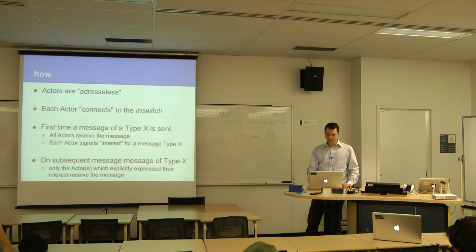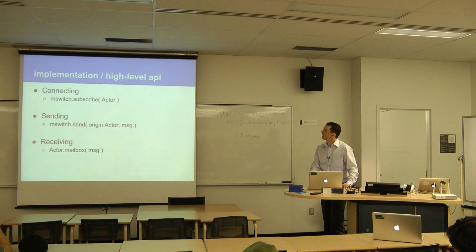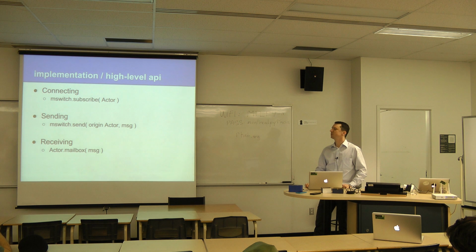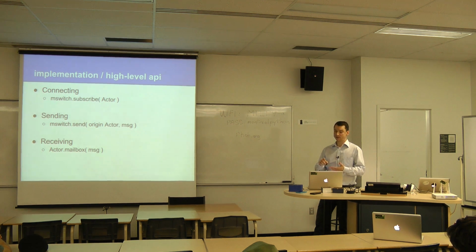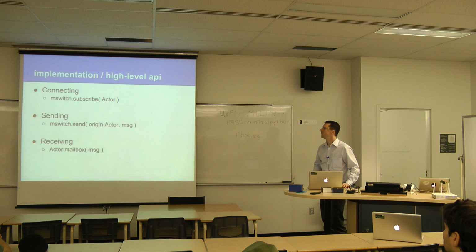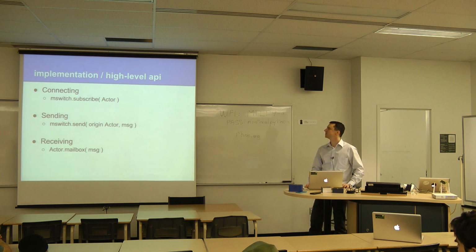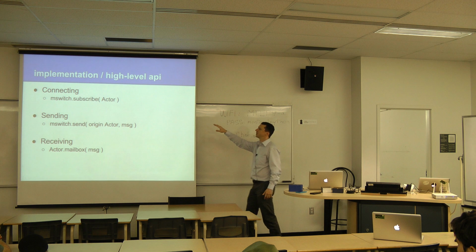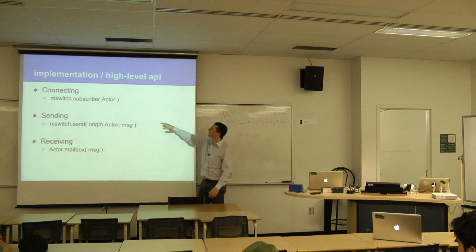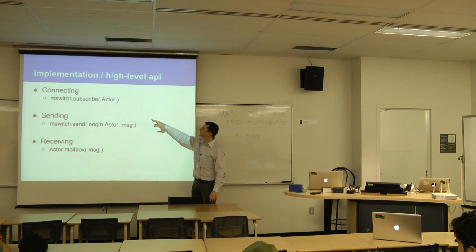So a high-level API would look like this, because that can be implemented in any language. I've done implementations in JavaScript, in Erlang, in PHP, a bunch of different languages. But Python is really cool for implementing this stuff. The high-level API has a connect procedure: each actor connects to the M switch, or subscribes to it. The sending part is really easy.